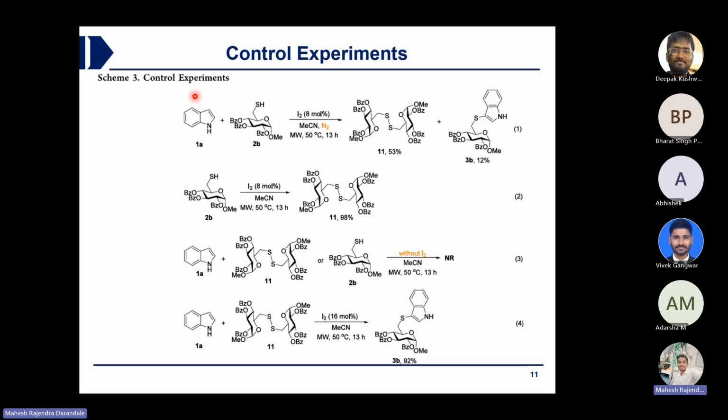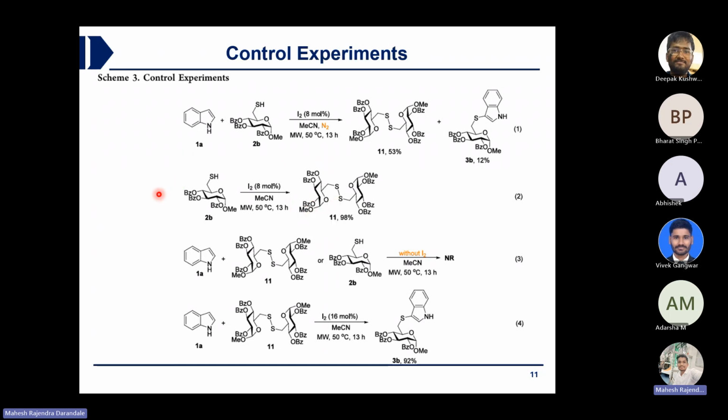So on this reaction, by the result of this reaction, they were thinking maybe oxygen is also playing some role, because in nitrogen atmosphere they are getting very little yield. Another control experiment they tried, like 2B, they have taken in the presence of iodine, same reaction conditions, but in this case they have not used the 1A, the indole. So 98% they are getting the 11.